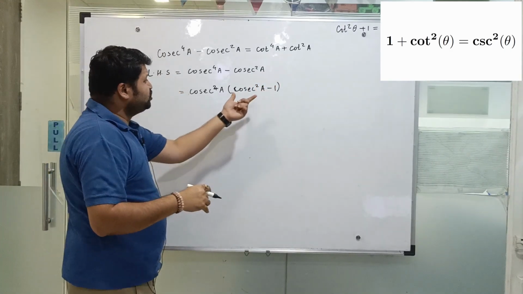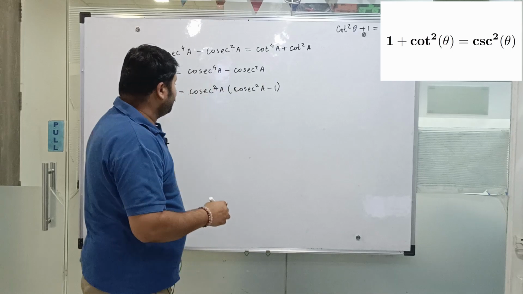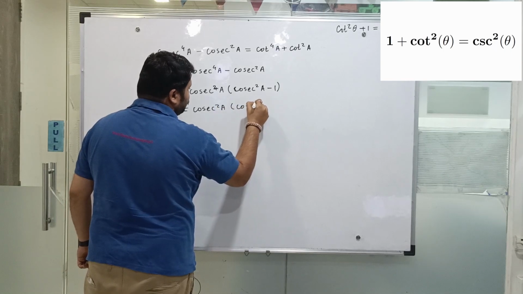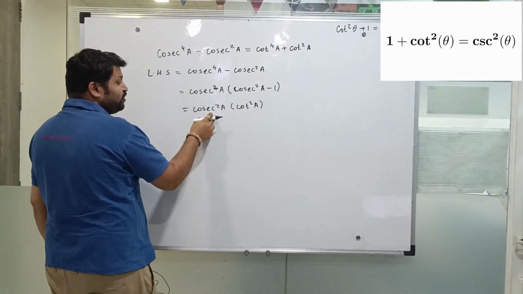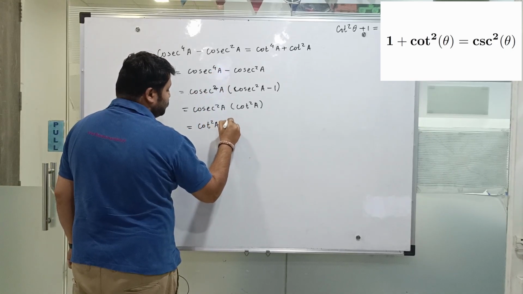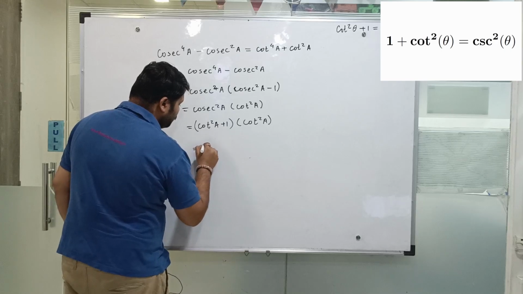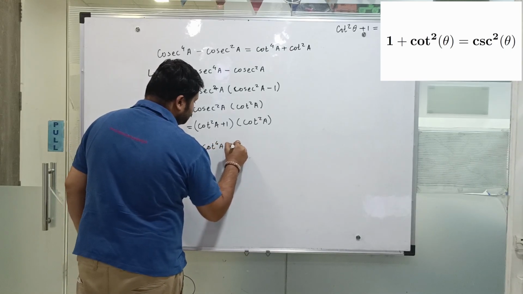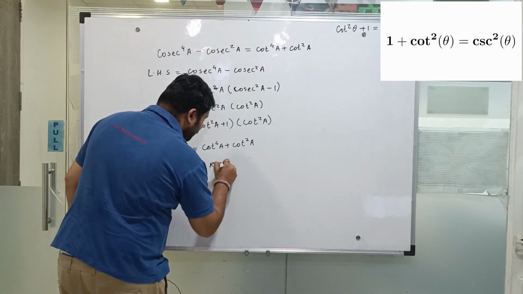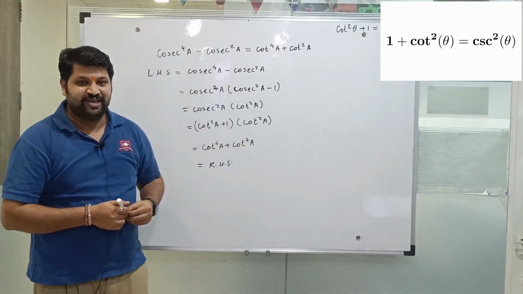Now cosec square A minus 1, if you look at the identity, can be written as cot square A. So I can write it as cosec square A times cot square A. However, cosec square A further can be written as cot square A plus 1. And if I do the multiplication, I would get cot to the power of 4A plus cot to the power of 2A, or cot square A, which is equal to my right hand side. So this is how we would be solving these kind of examples.